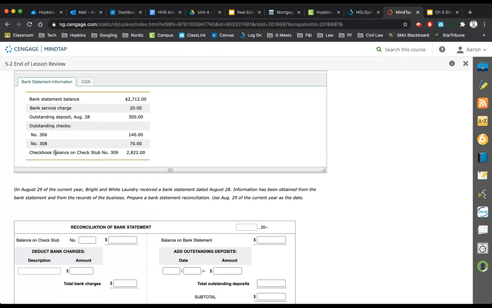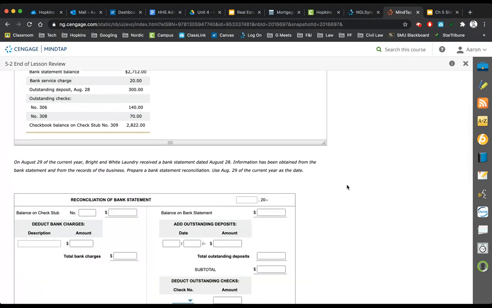And then we have the checkbook balance, which would be the Delgado Web Services checkbook balance on their record, saying that that balance is $2,822. So we know right away we need to reconcile this to find out where those differences are, because the checkbook balance does not match the bank statement balance at the end of the month. And we want to make sure that once we account for all these things, they do match.